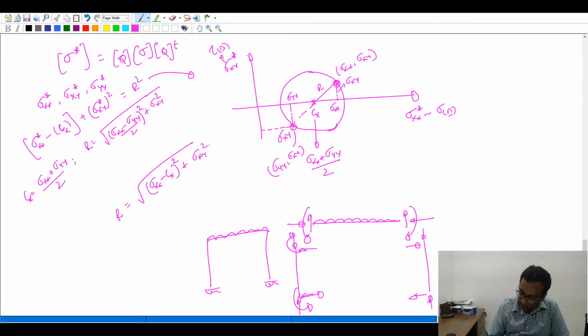It's a clockwise moment. Okay, so I should have an anti-clockwise moment.